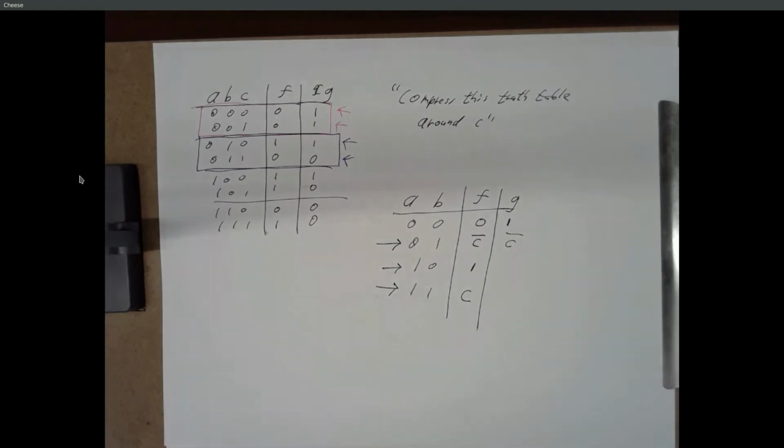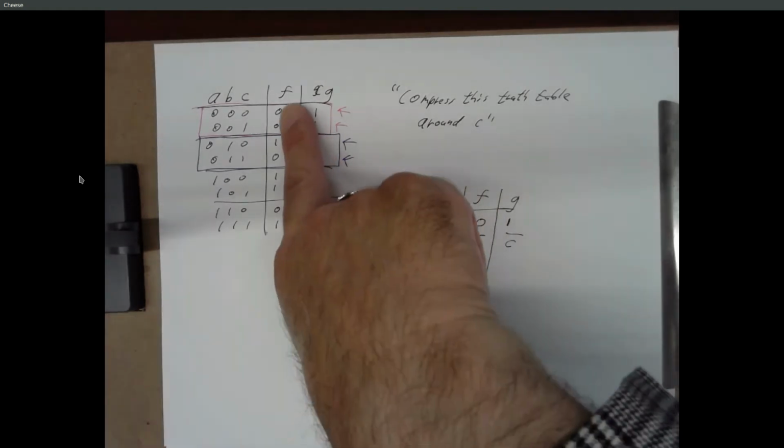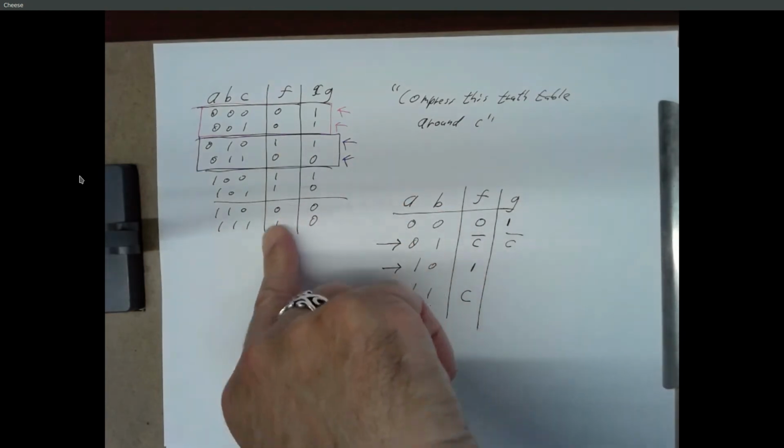And in practice, it's one of these four combinations. It's either 0, C bar, 1, or C.